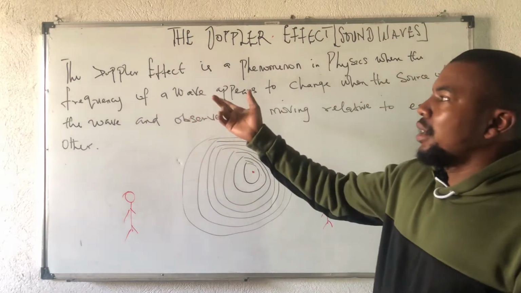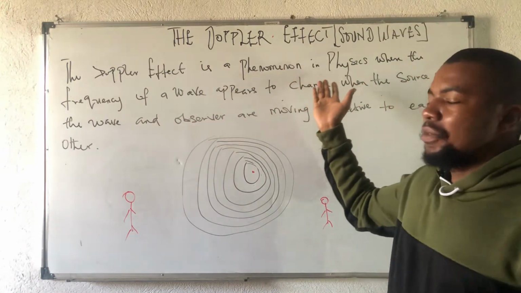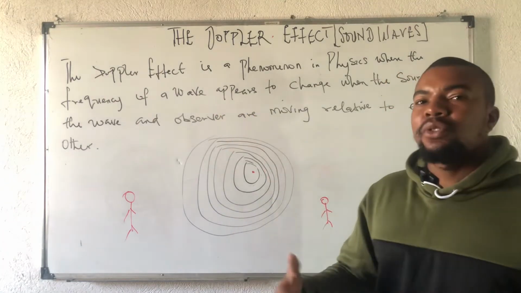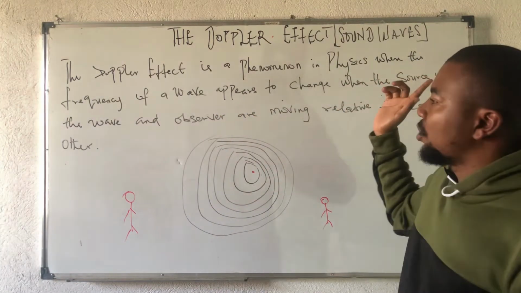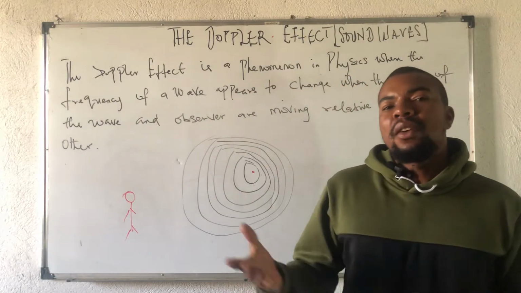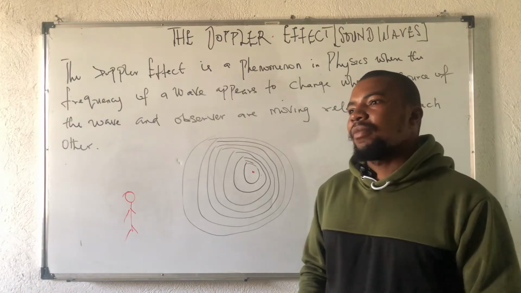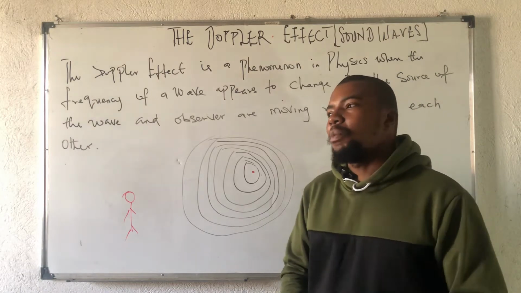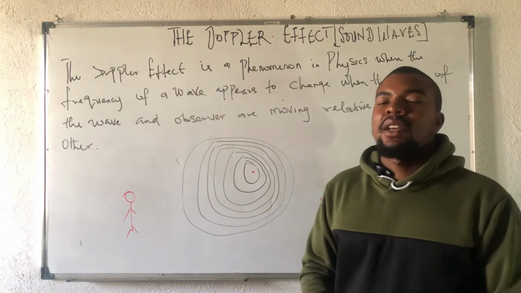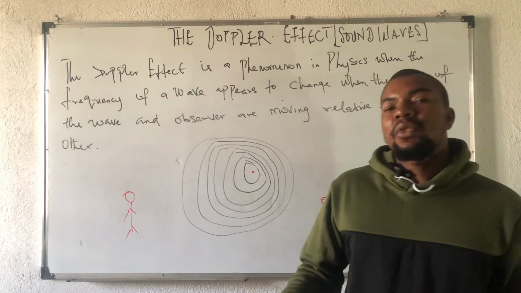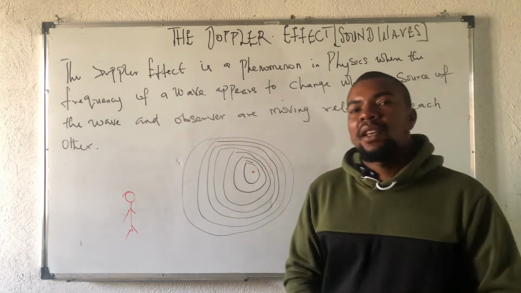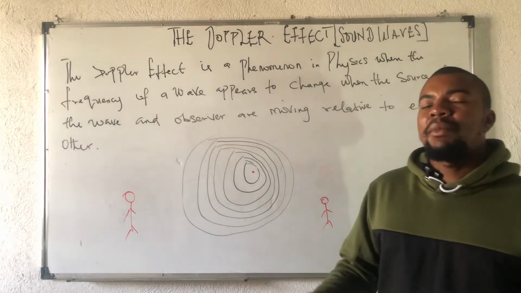We can see from here that the Doppler effect is a phenomenon in physics where the frequency of a wave appears to change when the source of the wave and the observer are moving relative to each other. Before I go ahead and explain this important concept, I want you to know that at the end of this introduction, we are going to solve a past question to solidify our knowledge of the Doppler effect and apparent frequency. Let me go ahead and explain.